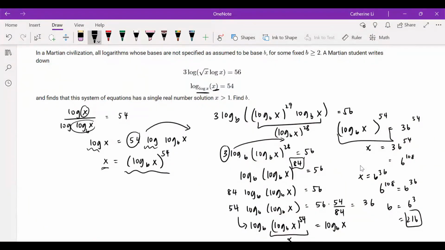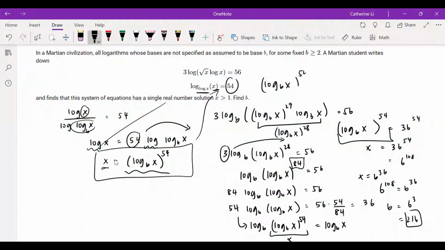Okay. Actually, this part that I got here didn't need all of this. You just take it from the second equation directly, like log base b of x to the 54 equals x. But yeah. Okay, I hope all of that made sense.